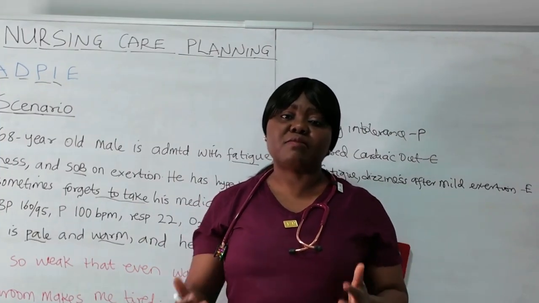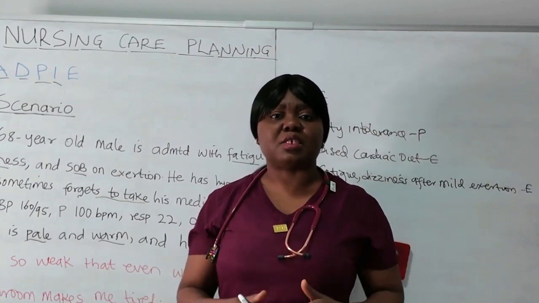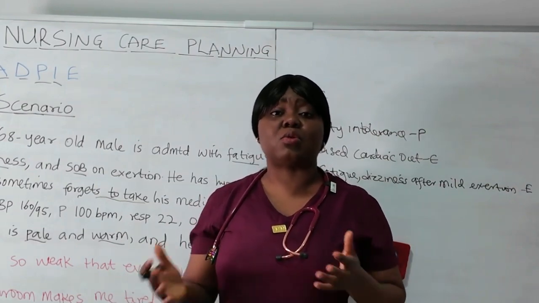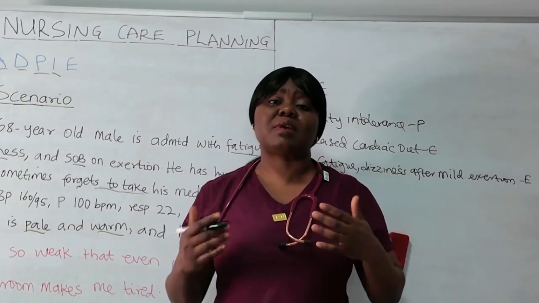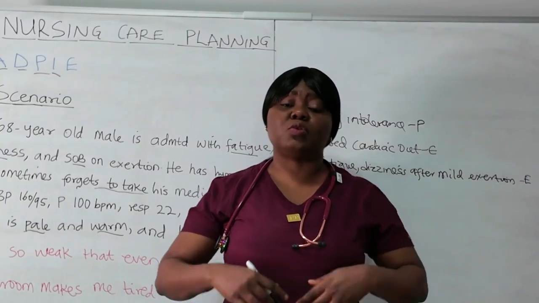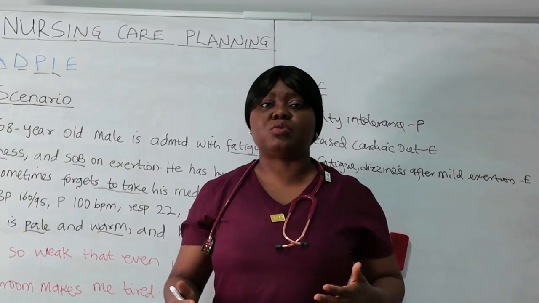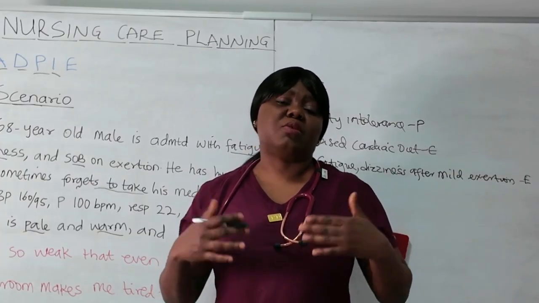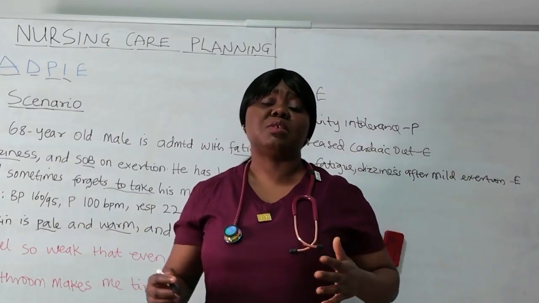And of course, another intervention that is so important in this situation is to administer antihypertensive. This is a patient that has hypertension that is not controlled. So you can't write this nursing care plan for such a scenario without writing that you will administer prescribed antihypertensive, and the rationale will be to lower that blood pressure and also to improve cardiac function or cardiac output.